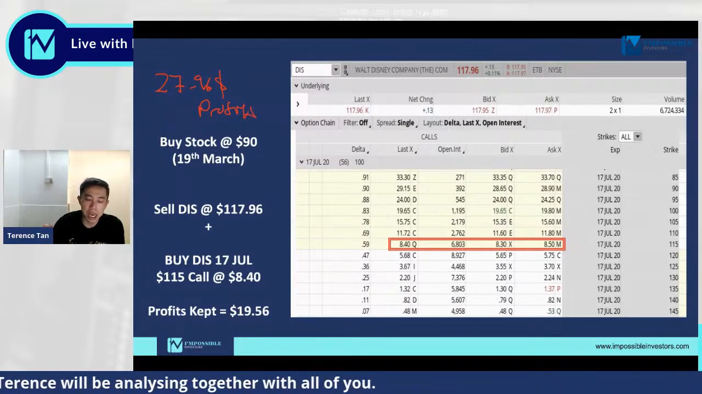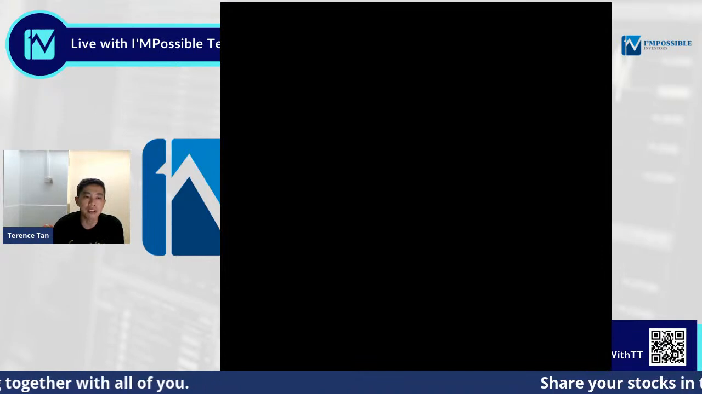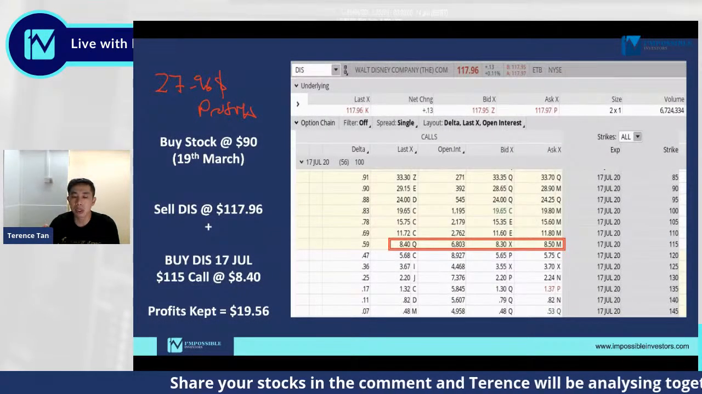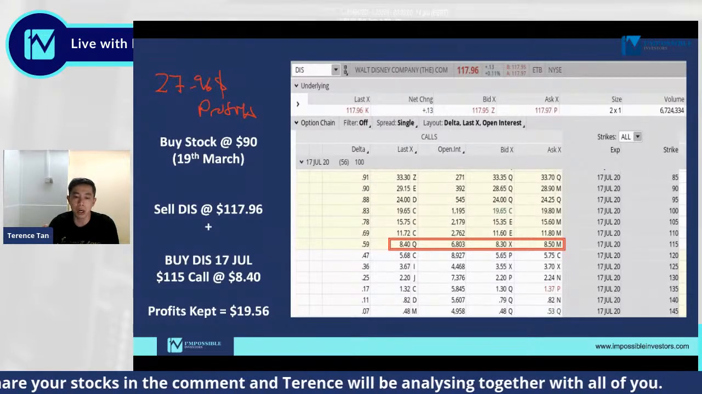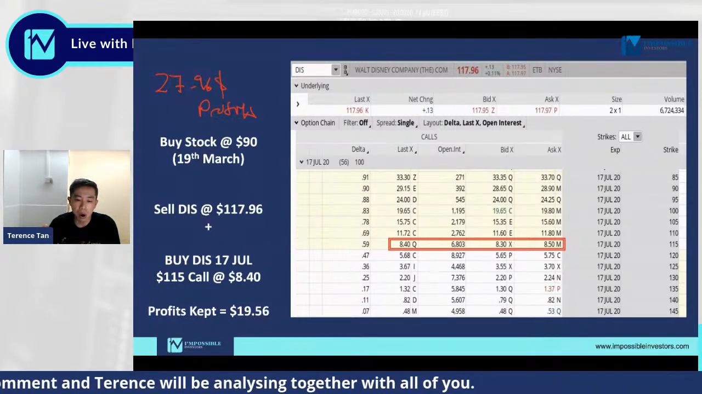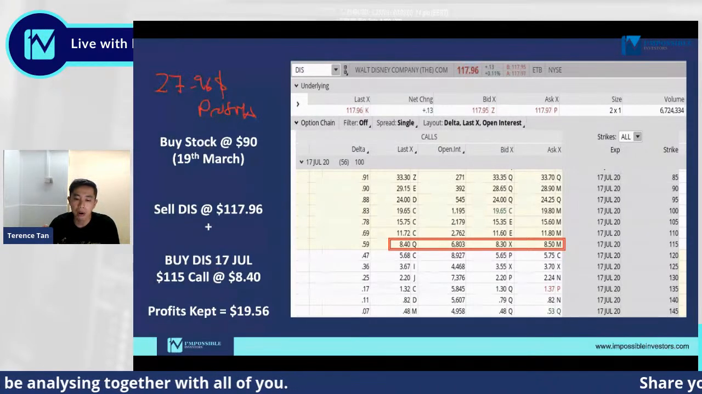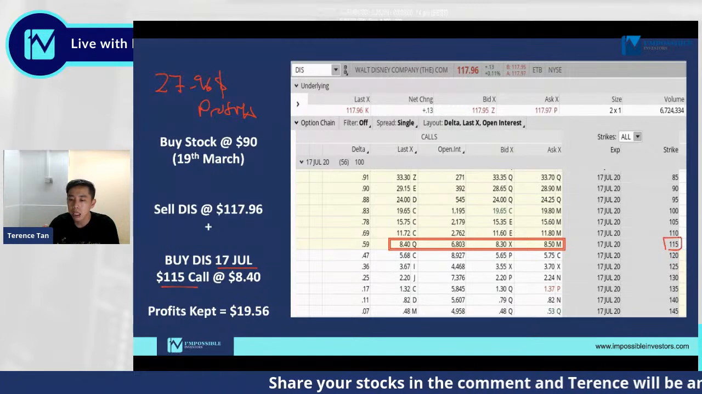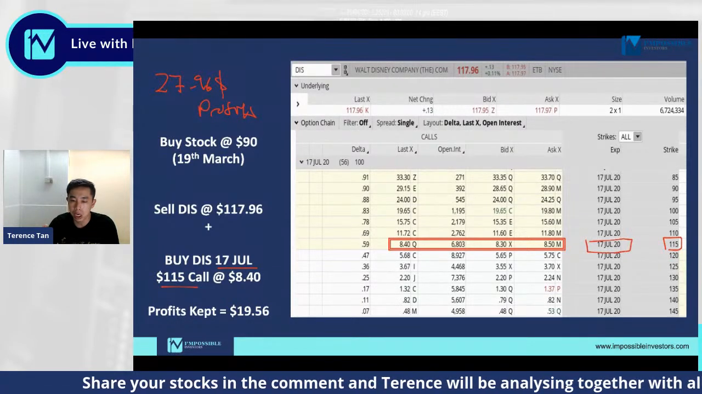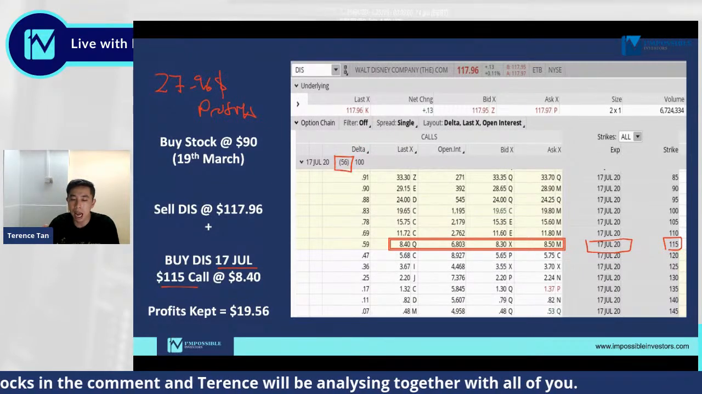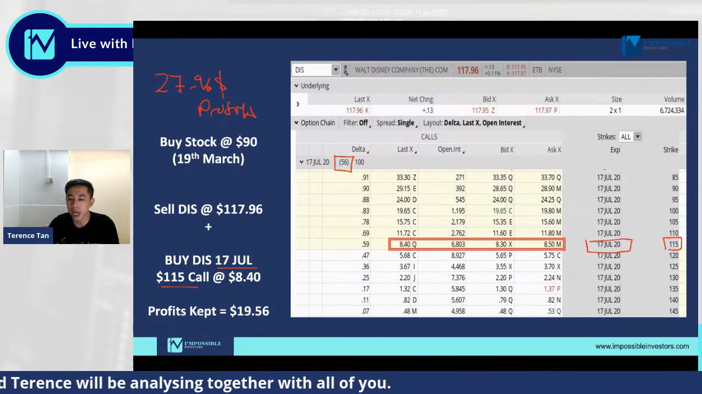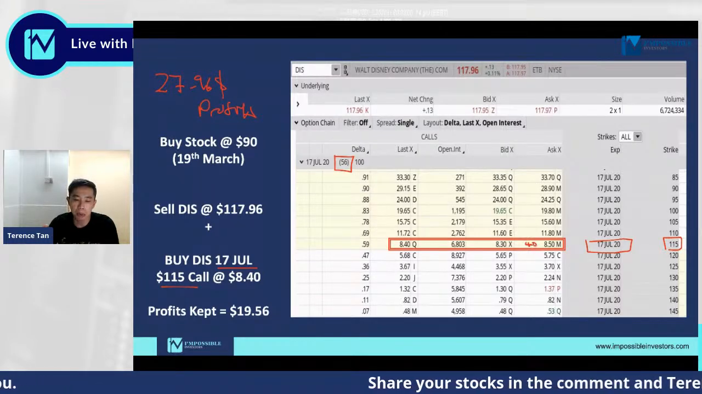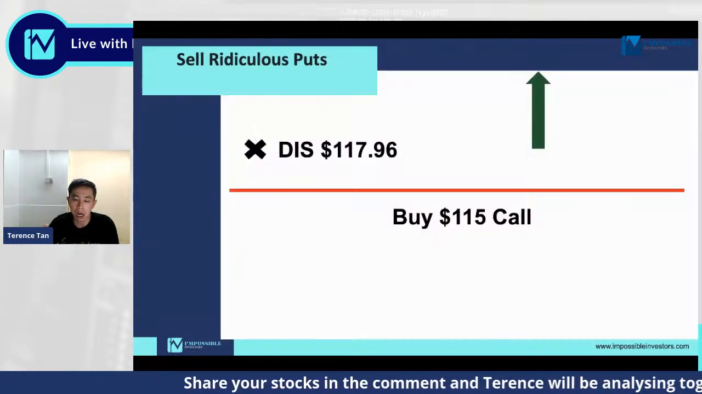Now, this means I could spend anywhere up to 27.96 to buy a call option, and anything less than that would still leave me with some profits to keep on the table. So if I go out there and buy a 17 July call option, which is 115 strike, 17th of July, which when we did this example was another 2 months out, I would have spent somewhere around 840 to buy this option.